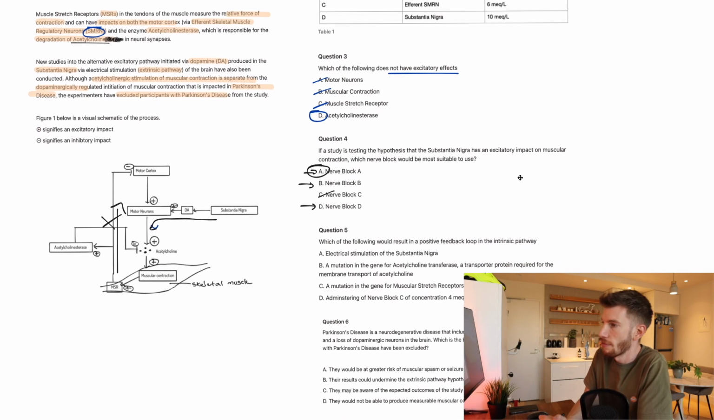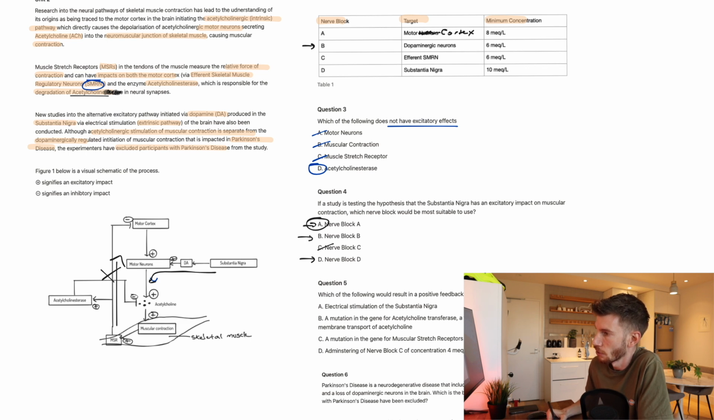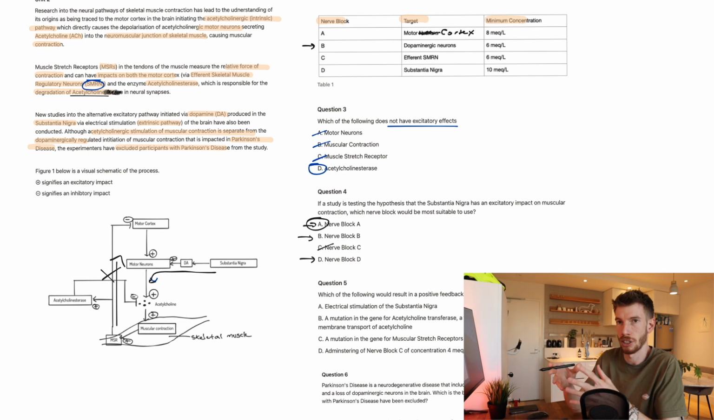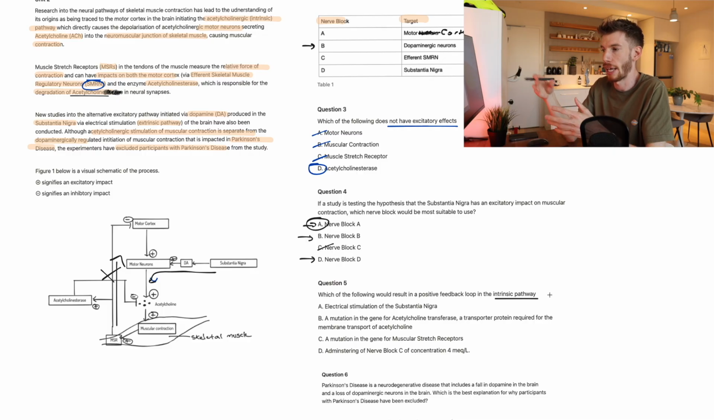So then number 5, which of the following would result in a positive feedback loop in the intrinsic pathway? So first of all, keywords, right? They often limit the question to a specific part, and then they put answers in that are correct but for other elements of the question. So sometimes the trick is actually in the prompting in the question itself.